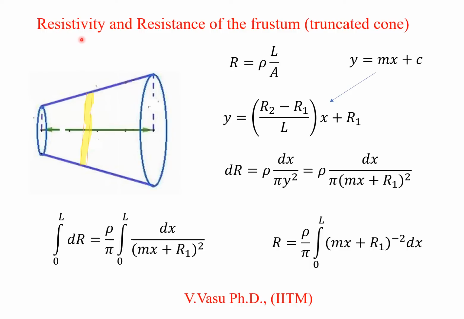Today we will see the method to find the resistivity and resistance of the frustum, that is, a truncated cone. This question was asked by one of the subscribers in the comment box. So this is the answer for that.